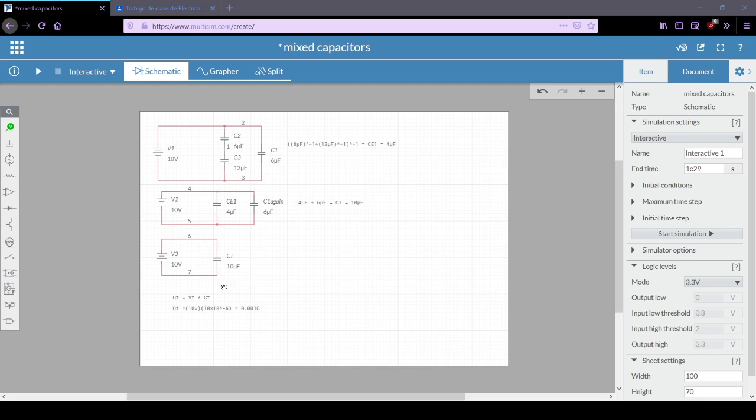Once we know our total capacitance, all we need to do to calculate the total charge is multiply the total voltage by the total capacitance. Since we're dealing with volts and microfarads, we have to write the microfarads in scientific notation. That's why here we have 10 volts times 10 times 10 to the power of -6. The result of this is 0.001 coulombs, which could also be 1 times 10 to the power of -3. And that way we calculated our total capacitance and our total charge of the circuit.